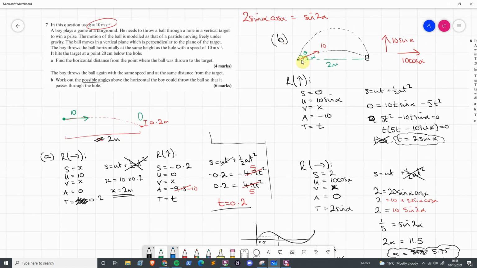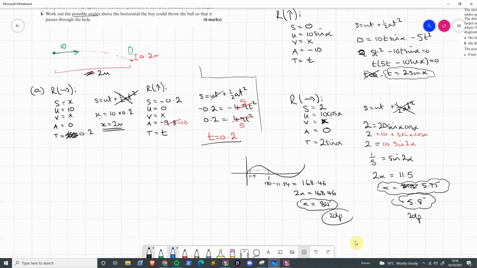So we could throw it really high up in the air and it would loop in, or you could throw it pretty low and it would also go in. There's a pretty tricky end to the question. It's not so obvious that you need to do that, but always do look out and draw the graph, especially if they're asking for possible angles or possible solutions.